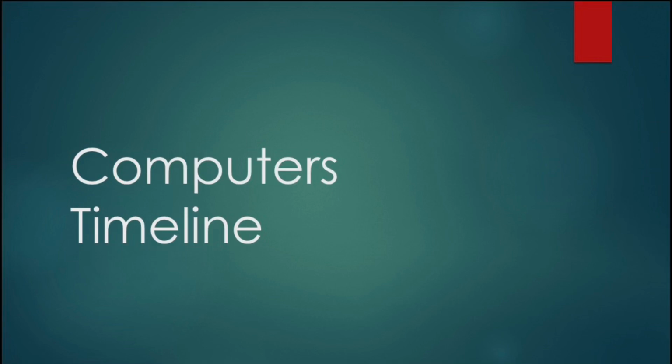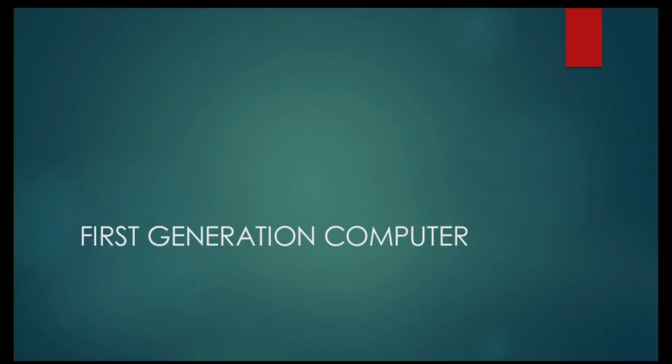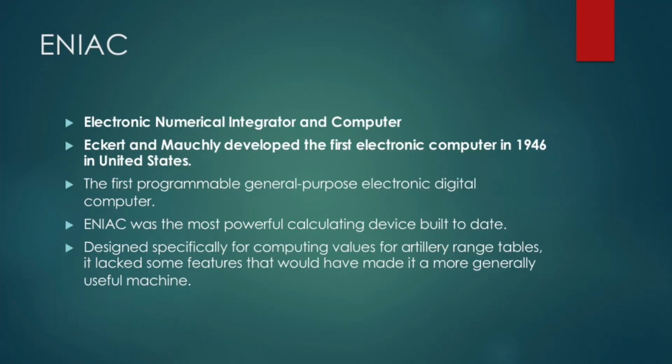Computer timeline. First generation computer. ENIAC, Electronic Numerical Integrator and Computer. Eckert and Mauchly's electronic computer in 1946 in United States. The first programmable general-purpose electronic digital computer.